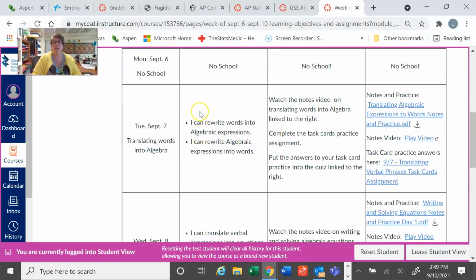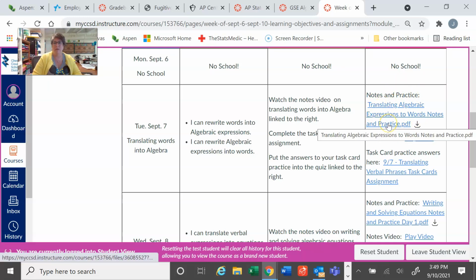On Tuesday, we had our learning targets of I can rewrite words into algebraic expressions, and I can write algebraic expressions into words. We had our practice, in case your student's absent and doesn't have our weekly packet. They can download their work here. We put it as a PDF, so it's easy to download. There's a notes video, so if they miss school, they can watch a video of the notes while they fill out the notes. Or if they didn't get something in class, it's always good to go back and watch the notes if you had problems.